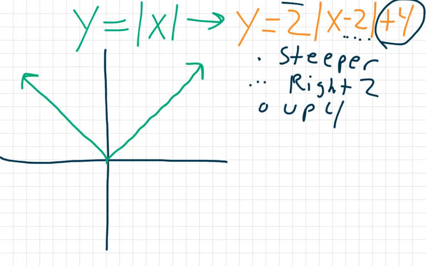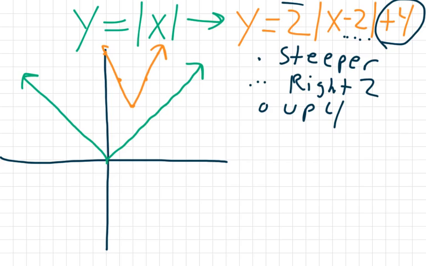But now it's twice as steep. Well, first of all, it's going right 2 and up 4. So instead of starting here at the origin, 0, 0, I'm going to instead start here. And now it's also twice as steep. So instead of going up 1 over 1, like this one did, it's going to go up 2 over 1. So there's a point, there's a point, there's a point, and there's a point. So this is my new function.